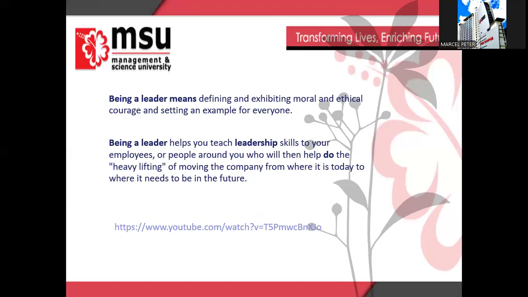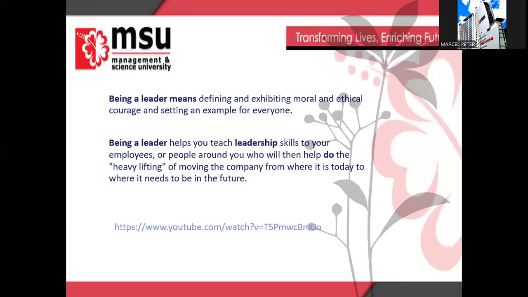In this slide, it explains what it means to be a leader. First, being a leader means showing moral and ethical courage. This means doing the right thing even when it is difficult. A leader must set a good example for others through actions and not just words. Second, being a leader means helping others develop leadership skills. A leader teaches, guides, and supports people around them.